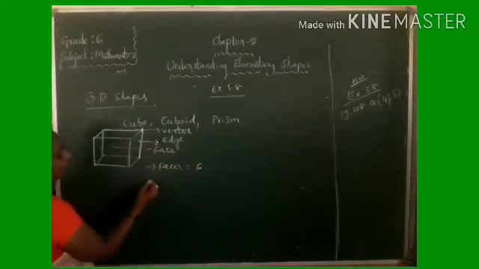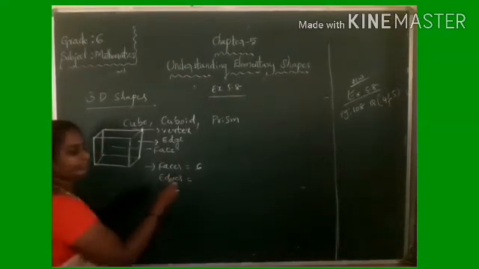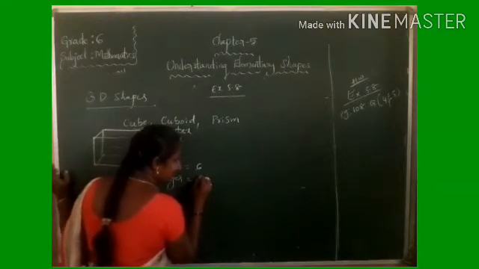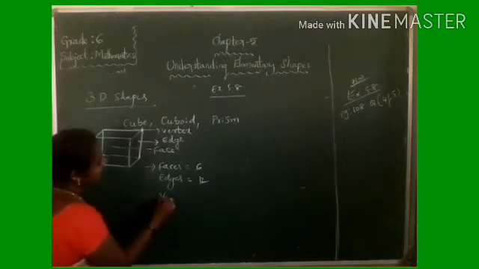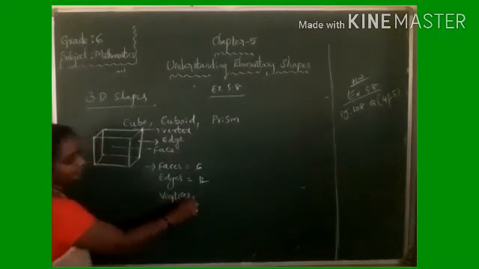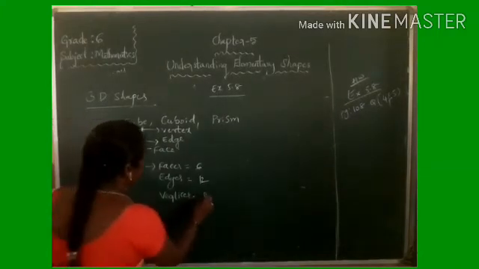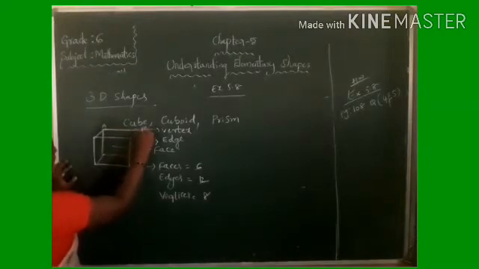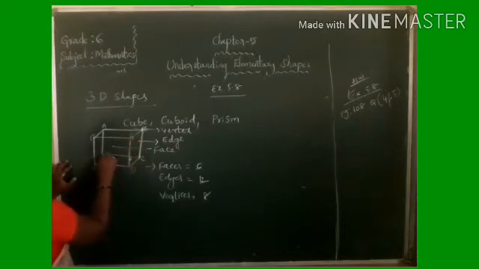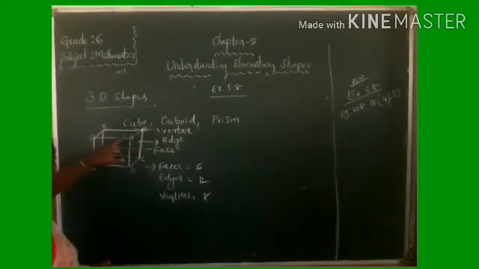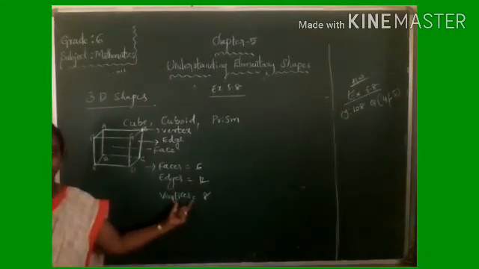Okay. So next, how many edges does a cube have? 12 edges. Very good. Now, how many vertices? 8 vertices. So observe, it is A, B, C, D, E, F, G, H. Okay, count 1, 2, 3, 4, 5, 6, 7, 8. So these are the 8 vertices.